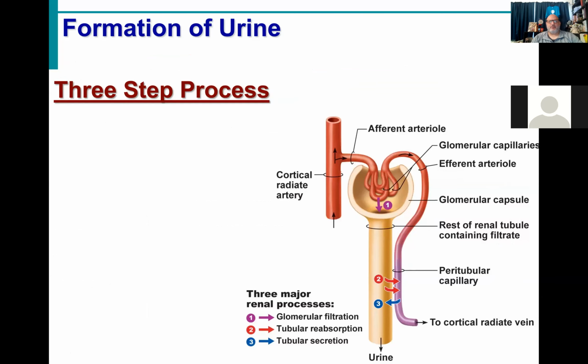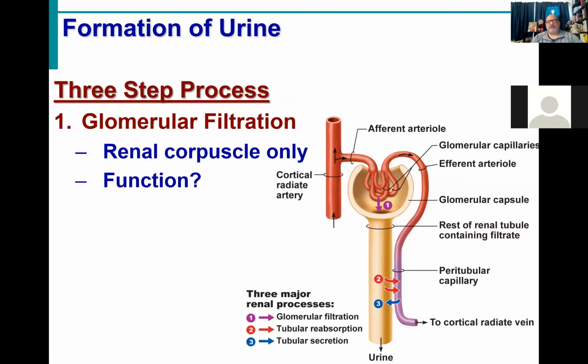Here we see this simple illustration for this 3-step process. Glomerular filtration happens only in the renal corpuscle. Outward movement from the blood into the tubules, forming the filtrate. And that filtrate is basically water and all of the little stuff that fit through that fenestrated capillary and those filtration slits formed by the podocytes.